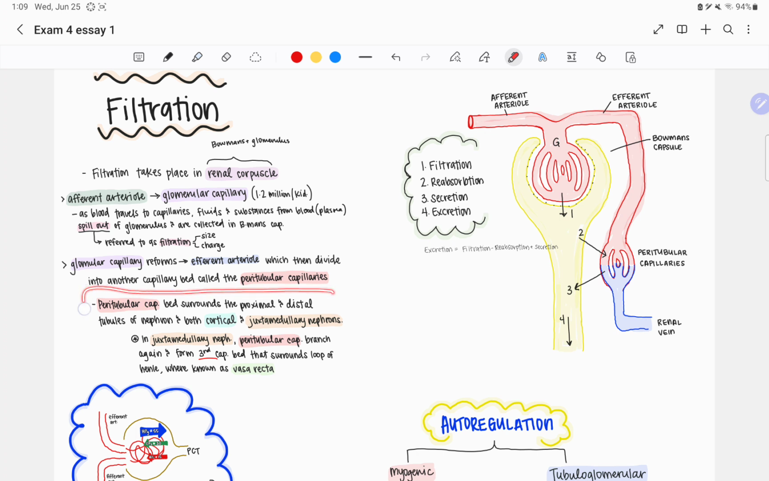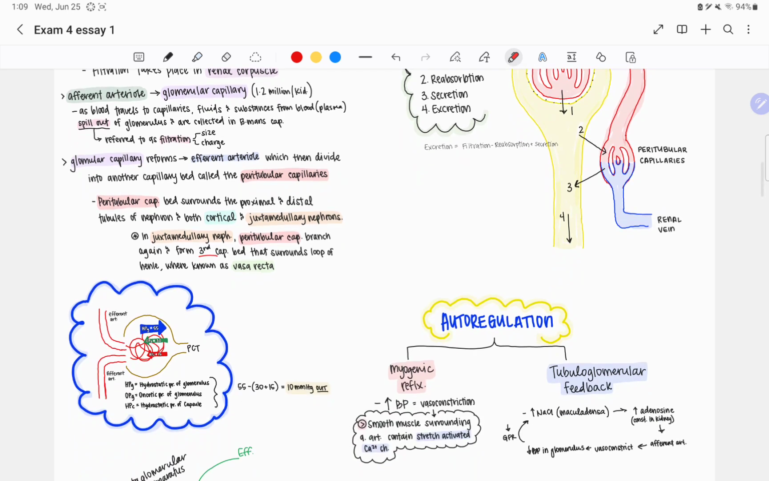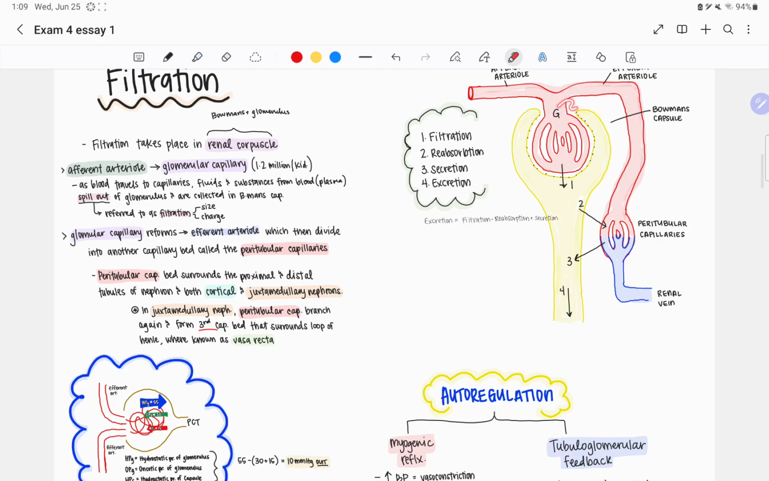And like I said earlier, the peritubular capillary bed surrounds both the proximal and the distal tubules of the nephron. You can just ignore this. I'm not going to talk about juxtamedullary nephrons. What we're dealing with mostly, 90% of the time, is cortical nephrons. So I'm not going to jump into that. But I do want to talk about how blood flow can be regulated to the glomerulus, because this is really important, that the blood flow remains fairly constant.